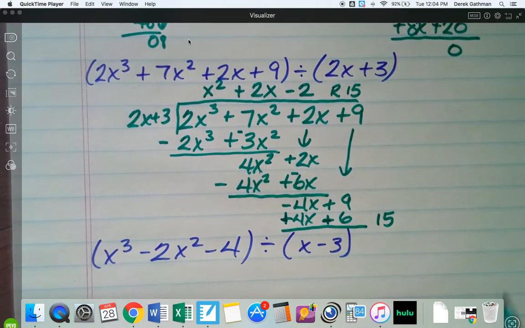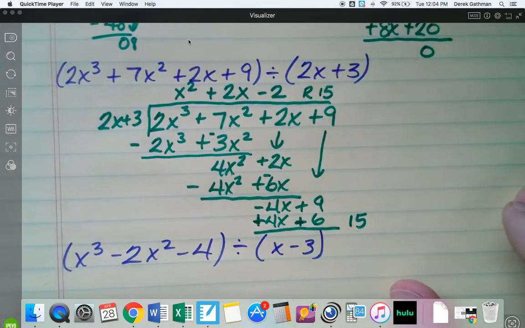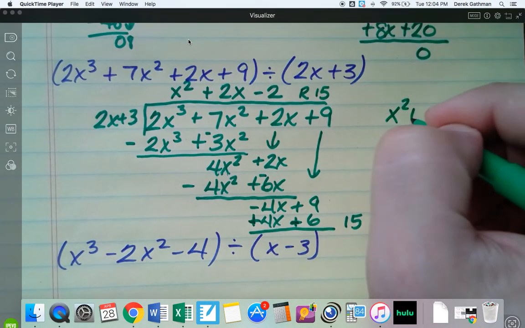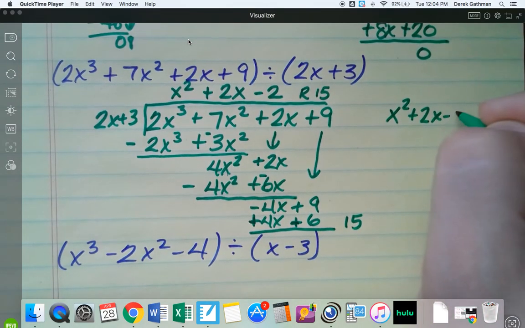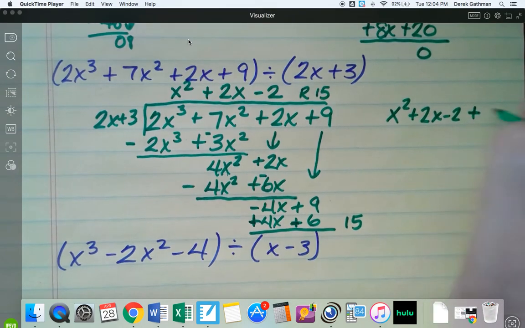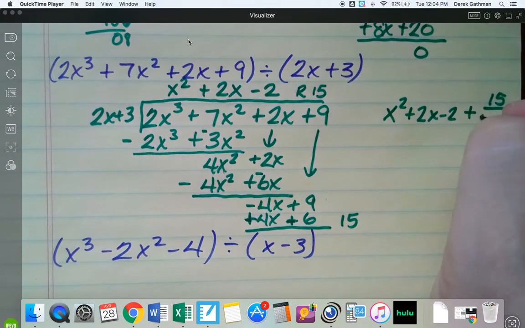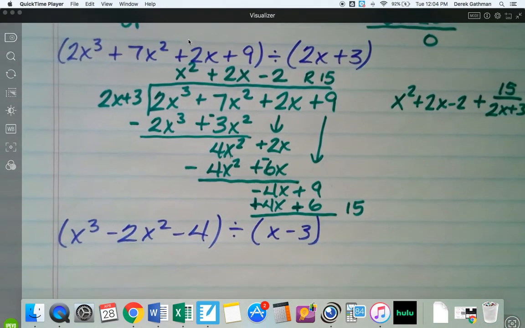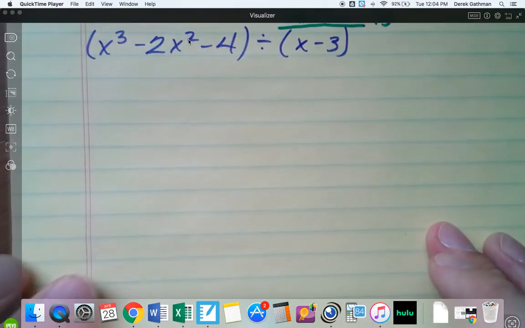I have a quotient of x squared plus 2x minus 2 with a remainder of 15. Or my quotient could be x squared plus 2x minus 2, and then plus 15 over my divisor, which was 2x plus 3. So that's just my remainder over there in that fraction. Okay. All right. Last problem, last example.